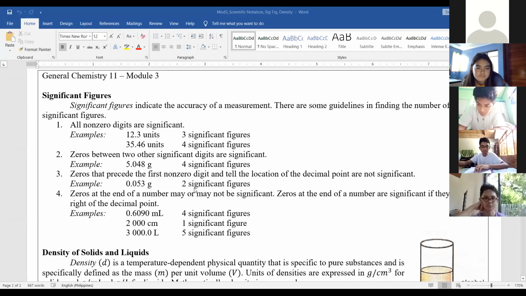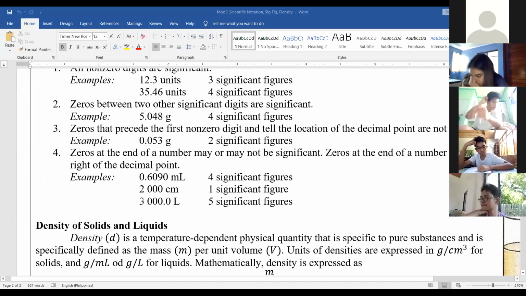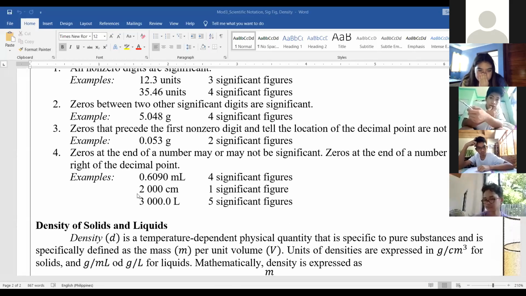Number 4 is in the significant figures. The example is 2000 cm. How come only one significant figure? 4 or 3? If you look at this example, class, kindly look at your module. If you compare 2000 cm and 3000. liters, the number of significant digits in 2000 cm is just 1. But in 3000. liters, the number of significant figures is 5 because of the presence of the decimal point. That's the only difference there.